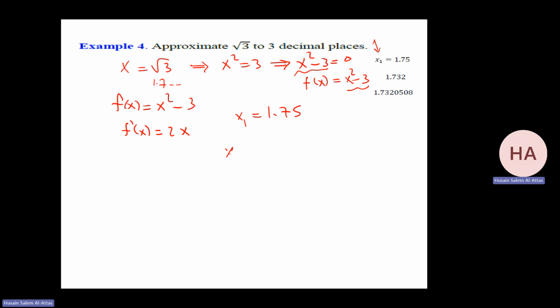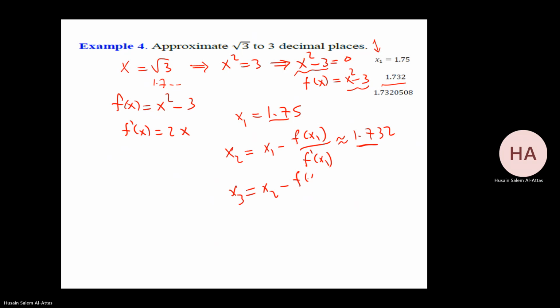So he plugged in the numbers. He said x2 will be x1 minus f of x1 over f prime of x1. He did that and got 1.732. So they agree only in these two values, 1.7. We want 3 decimal places. So for x3, he plugged in the number and you get 1.73200508, where they agree to 3 decimal places. So this will be a good answer.